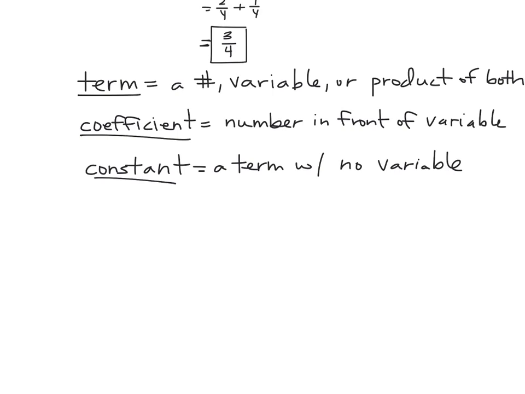Okay, so let's say we have this expression, negative 4ax plus 7w minus 6. Tell me your terms. How many terms, first of all? There are 3 terms here, okay? So this is a term, this is a term, and this is a term. Okay, so those are all terms.